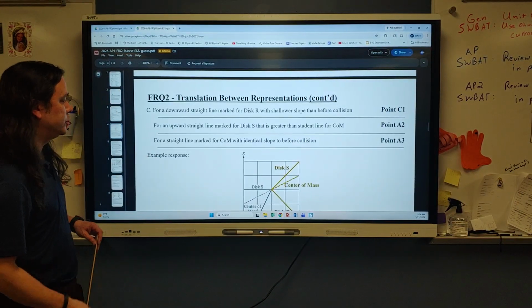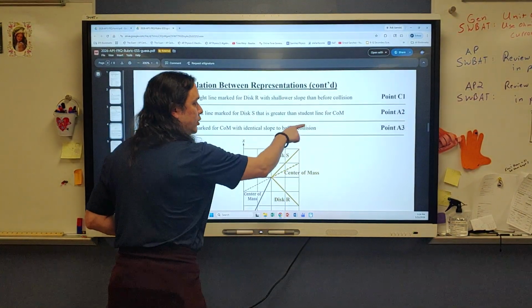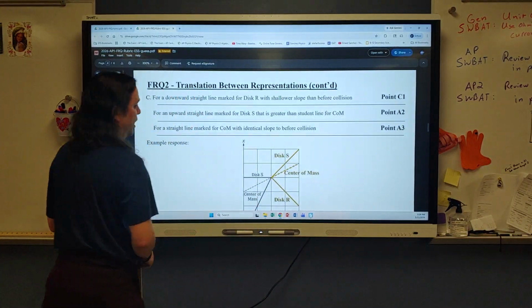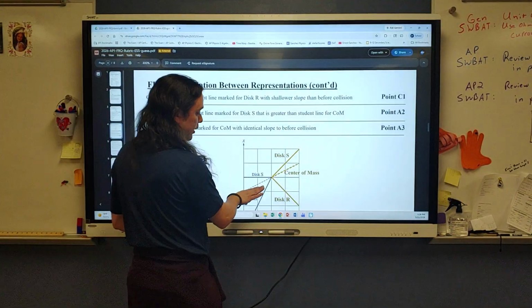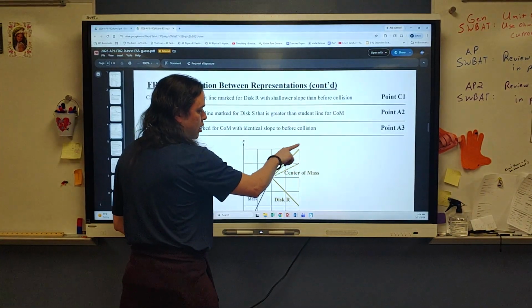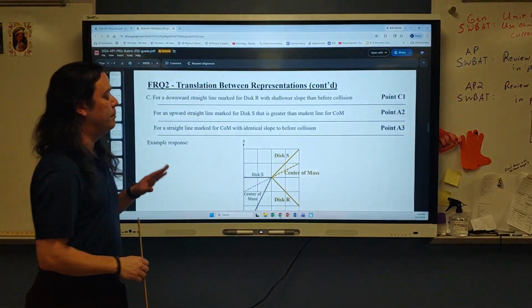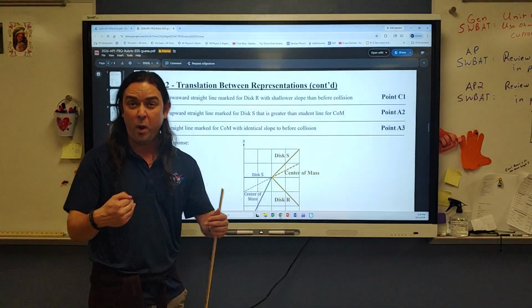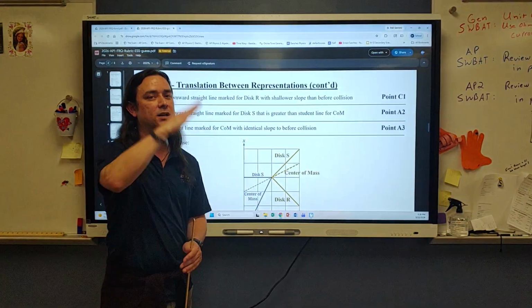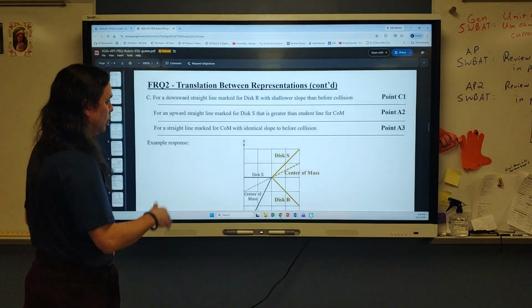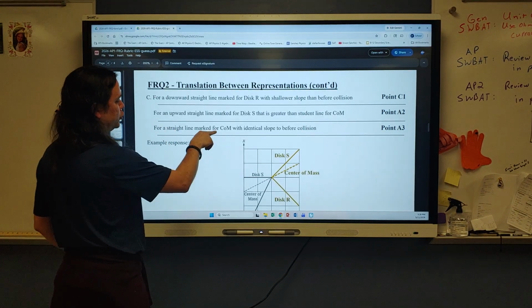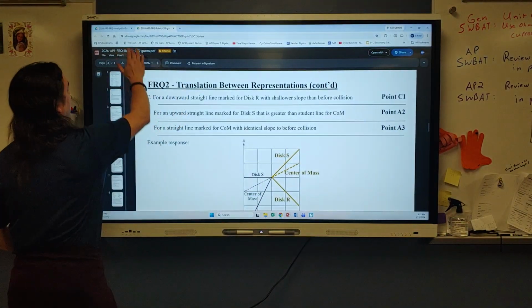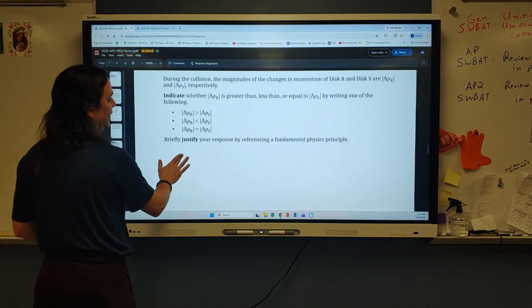The second point, for an upward straight line marked for disk S that is greater than the student line for the center of mass, or one that goes up to the appropriate spot here. I say this because if the student ended up having the center of mass shallower, you might have disk S not nearly as much. The important thing that you can conclude is, since disk R is going backwards and the center of mass is kind of the weighted average of those two, disk S must have a greater slope than the other two, or at least positive. And then finally, for a straight line marked center of mass with identical slope to before the collision, extending that out. That's what the correct answer should look like and why it's the correct answer.